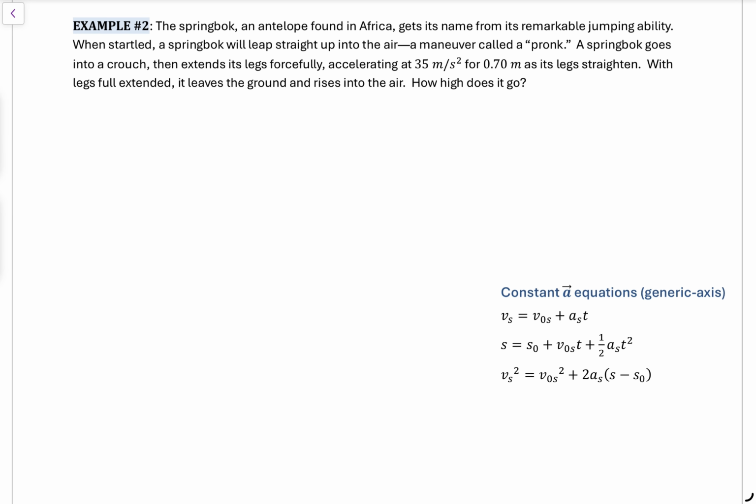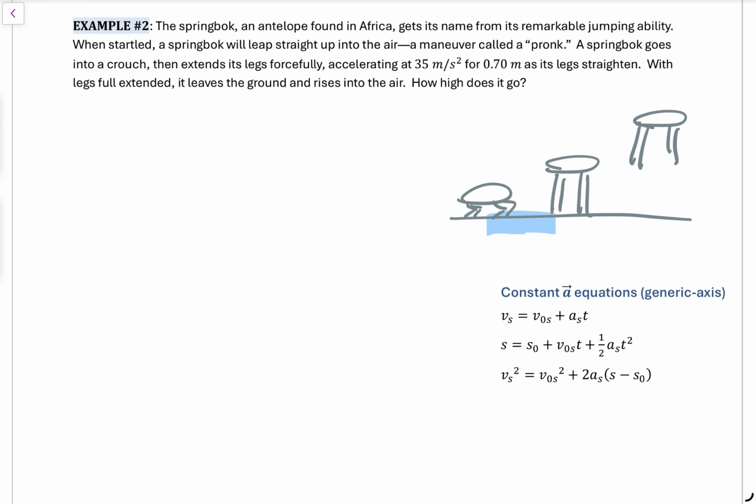So I'm going to draw a little picture of what's going on over here first, and then we'll do our motion diagram just to help me visualize. So here's my little antelope. Initially, here's our forelegs, and we're crouched on the ground, and then the legs are going to all be extended, and then it's going to leave the ground, right? We can assume those legs are still extended. So we have these 3 points in time, and we're going to have our two intervals.